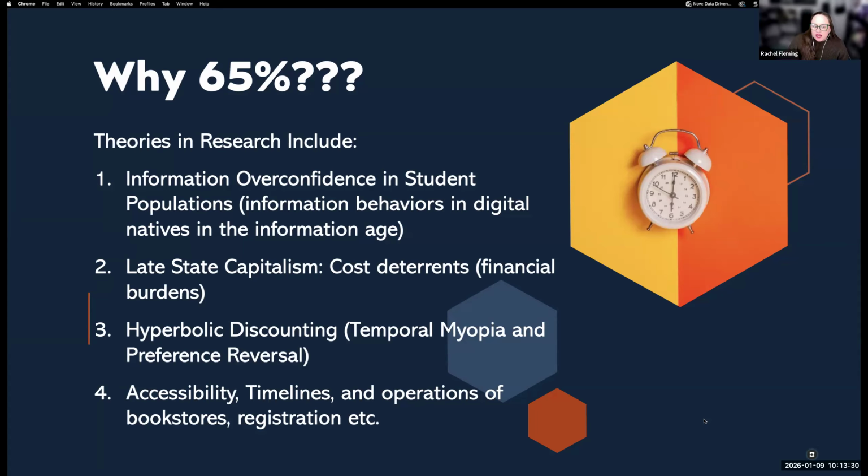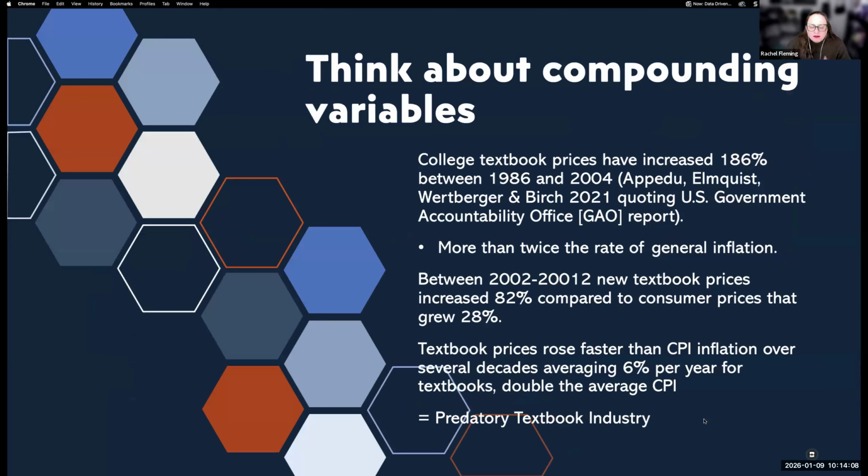A new one that we're just starting to look at is something called hyperbolic discounting. This is related to temporal myopia and preference reversal. So this is where a student, when they go to register for classes, the main thing they're looking at is the teacher, they're looking at the time of day, but then the textbook is discounted, right? So the preference reversal happens when suddenly, first week of class, the textbook becomes really, really important. And so then they just don't buy the textbook. And then the last one is accessibility timelines and just operations of the bookstore and registration. If they registered late, if they got into the class late, if they've had other weird registration fees that came up at the last minute. So a lot of it could be based on the operations. So think about compounding variables.